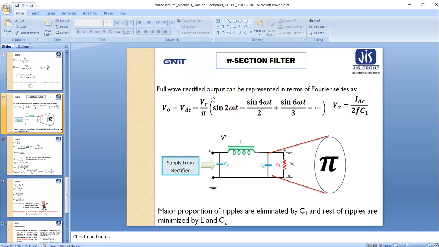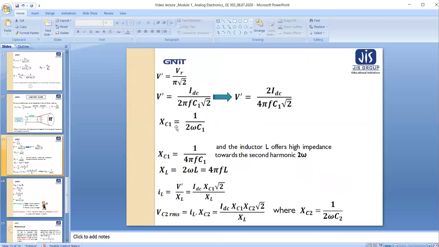very crucial and very dangerous. It will cause harmonic distortion of the output signal. So we have to remove this second order harmonic. Therefore, this XC1 must be written as 1 by 2 omega C1, and omega equals 2 pi f, so 4 pi f C1. So XC1 equals 1 by 4 pi f C1.